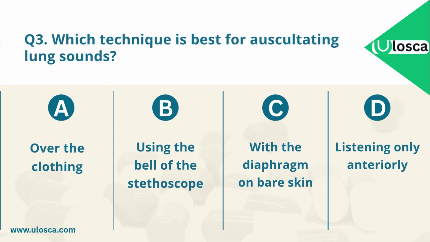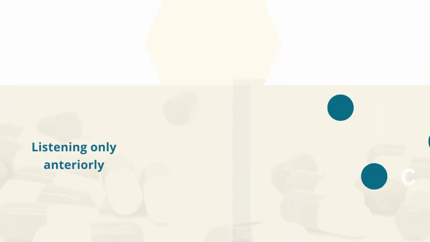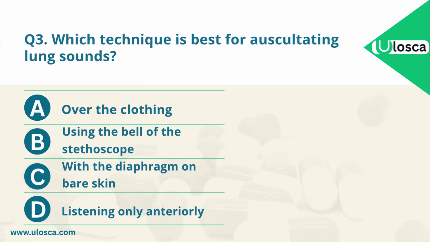Question 3. Which technique is best for auscultating lung sounds? A. Over the clothing. B. Using the bell of the stethoscope. C. With the diaphragm on bare skin. D. Listening only anteriorly. Which one is the correct answer? The correct answer is C. With the diaphragm on bare skin.